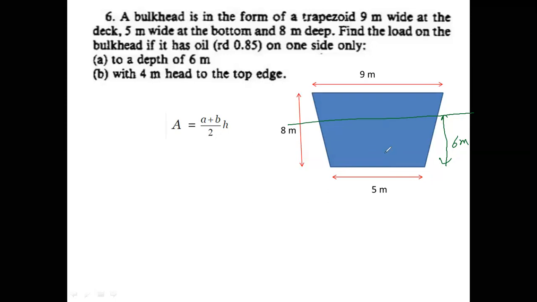So what do we have to do? We need to find out the width at the depth of 6 meter. If you know the width at this level, at the 6 meter depth, then only you can find out the load acting on the bulkhead. The formula remains the same to find the load acting on the bulkhead. That will be this one: load is equal to rho g A h. This is just the simplest formula, similar to what we did earlier.